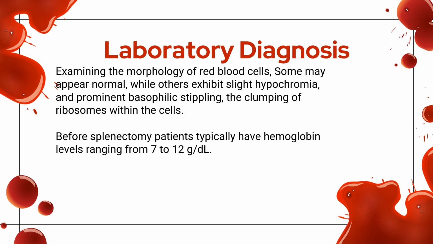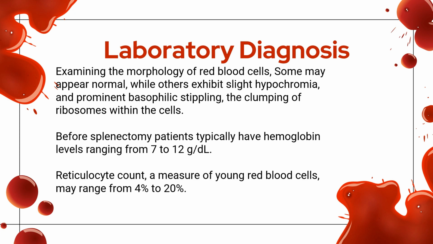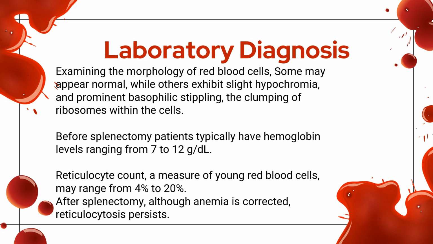Before undergoing a splenectomy, a surgical procedure to remove the spleen, patients typically have hemoglobin levels ranging from 7 to 12 grams per deciliter. Alongside this, their reticulocyte count, a measure of young red blood cells, may range from 4% to 20%. Even after splenectomy, although anemia is corrected, an elevated reticulocyte count, known as reticulocytosis, persists.